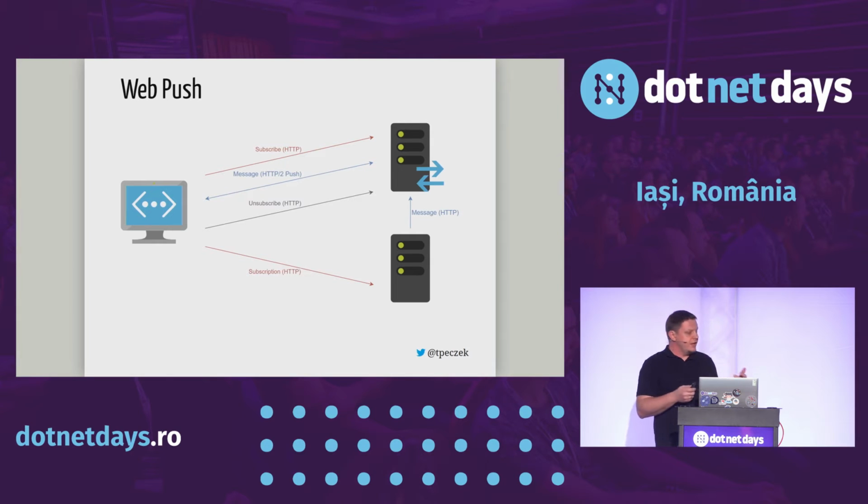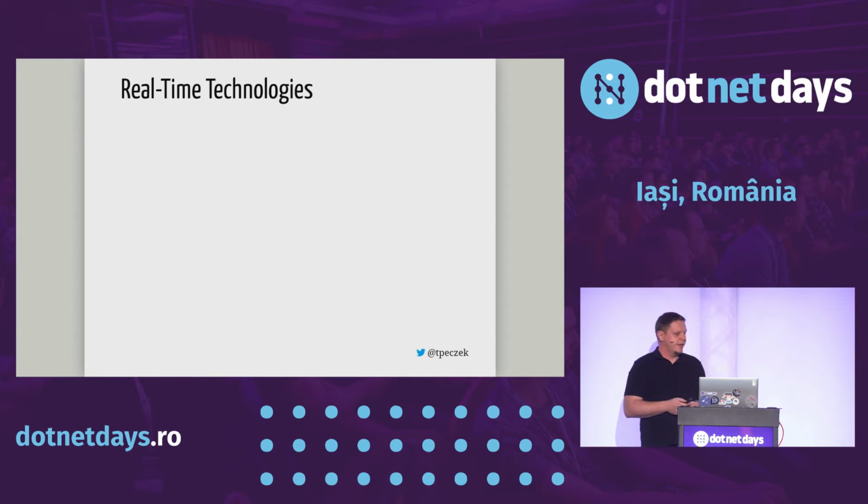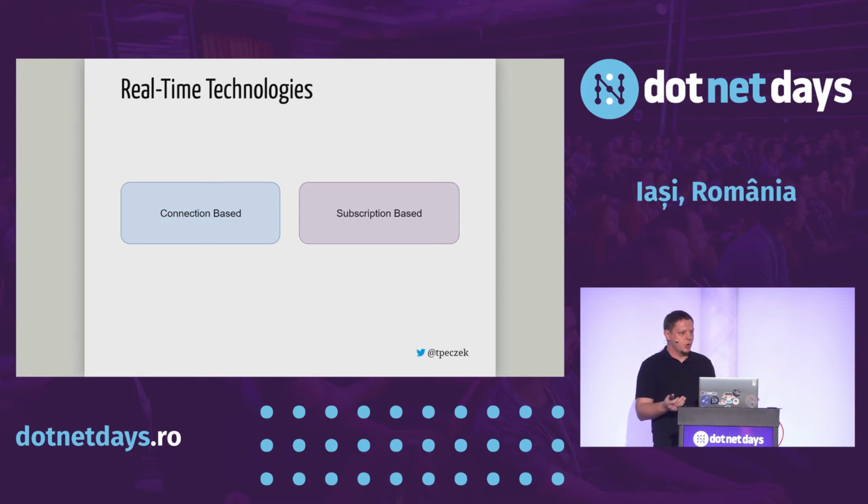So if we take a step back and look at all those technologies at once, we will notice that they can generally be split into two groups. One is the technologies based on having a persistent connection between the client and the server: WebSocket, server-sent events, SignalR. The second is subscription-based technologies: webhooks, web push. No permanent connection, only a subscription. We are the initiator of the communication. And you probably already expect that this split will be the primary driver of the initial architecture of your application.